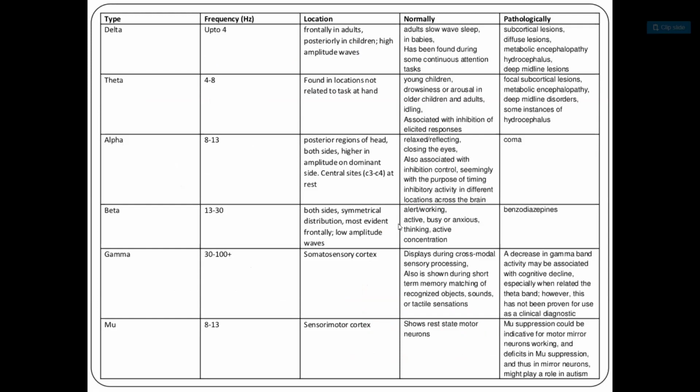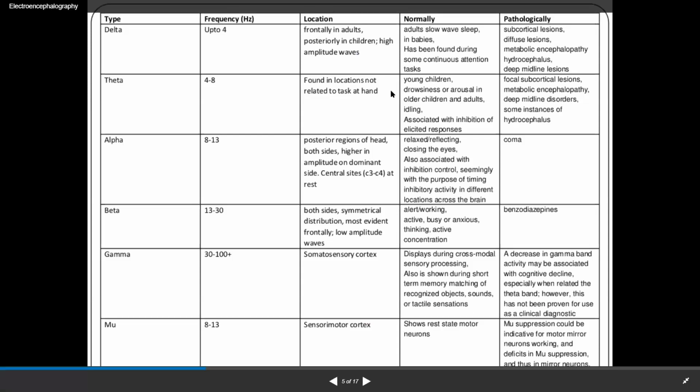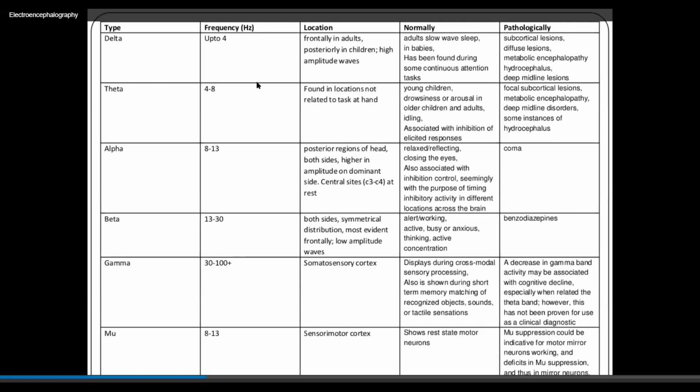For example, when you take a delta wave, the frequency I said is from 0.5 to 4 Hertz. Frontally it is found in adults, and posteriorly in children. Again, what is the next one? Normally, what does it determine? Adult slow wave sleep, and in babies it has been found during some continuous attention. So this is actually sleep.